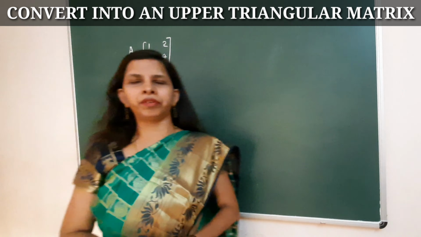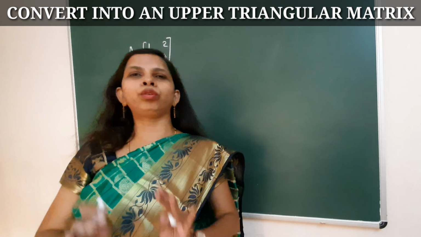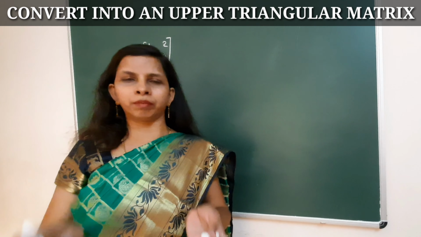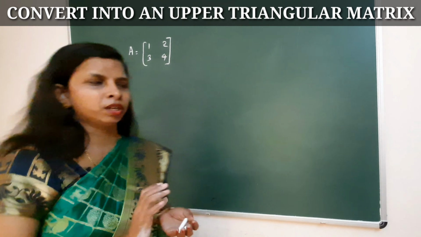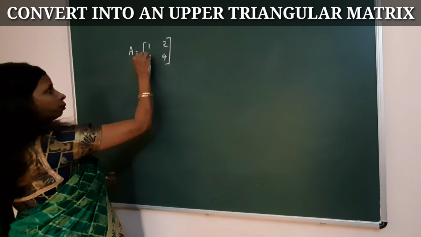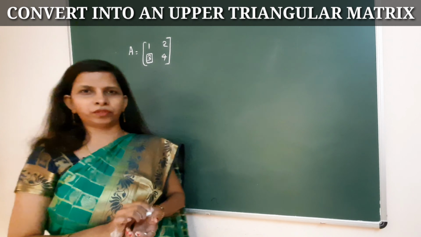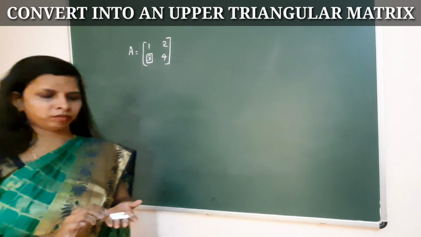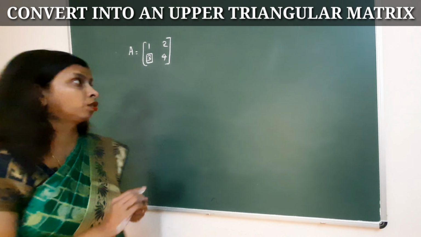Convert it into an upper triangular matrix. When do we call the matrix an upper triangular matrix? If the lower triangular values are 0. So here we are supposed to make this 0. Instead of 3 we need 0. So when 3 becomes 0, 3 minus 3 will give you 0.